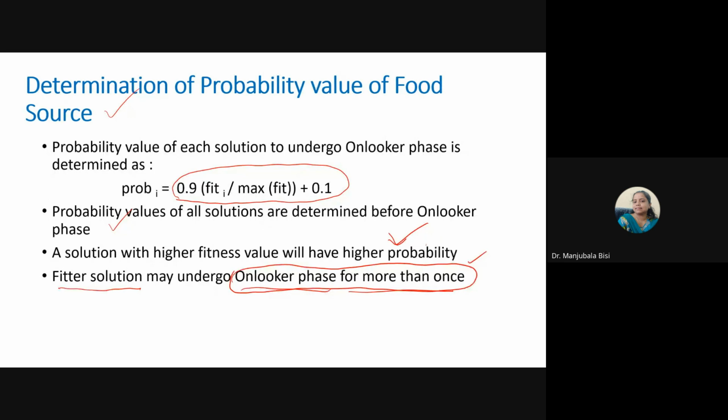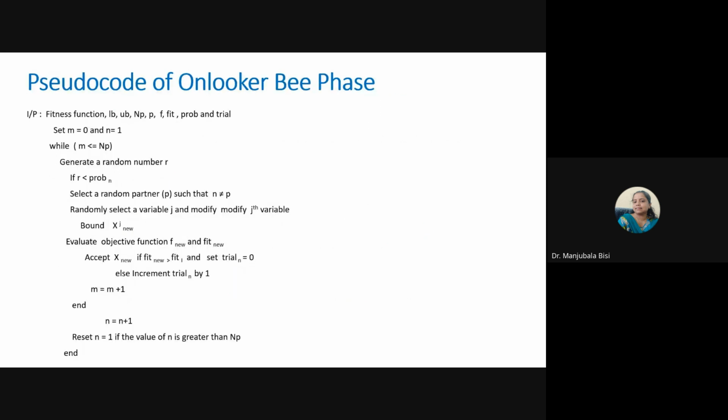Because theoretically, if I tell you, you can't understand. So in the example, whenever we solve it, we'll find out how one of the solutions having the higher probability is undergoing the onlooker B phase more than once. That means we are selecting the better solutions for the next population.